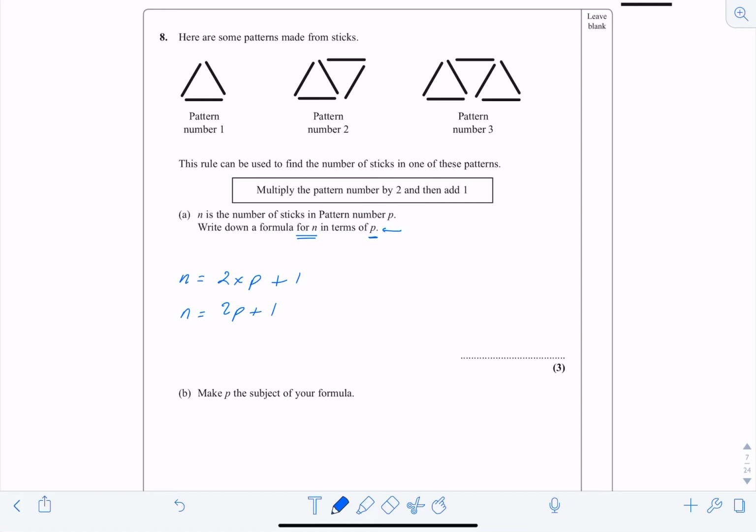And I can actually just check that really quickly by looking at my pattern numbers up here. Here, pattern number is 1. Here, pattern number is 2. Here, pattern number is 3. So if I take 2 times this P here, 2 times 1, which is 2, plus 1 is 3. Check. Here, pattern number 2 is 1, 2, 3, 4, 5. Okay, 2 times 2 is 4, plus 1 is 5. Check. And here we've got 3 times 2, which is 6, plus 1 is 7. 1, 2, 3, 4, 5, 6, 7. Check.